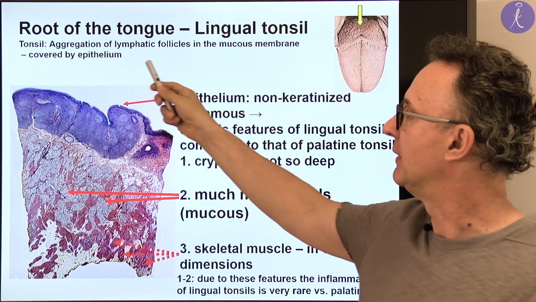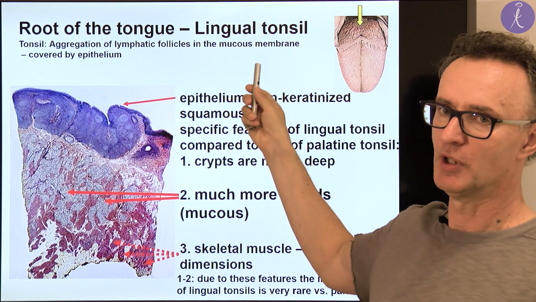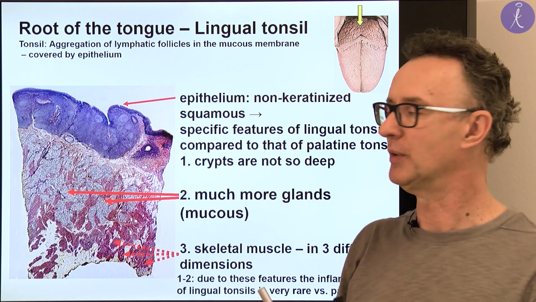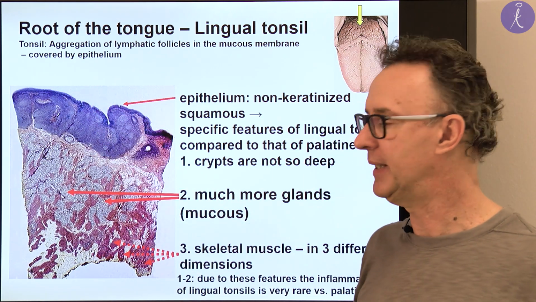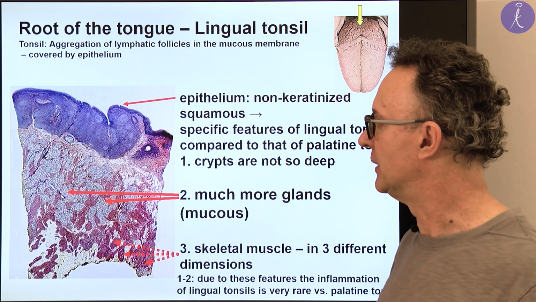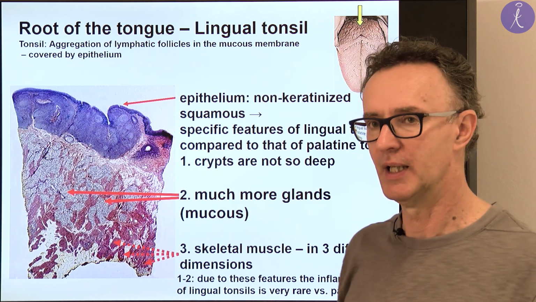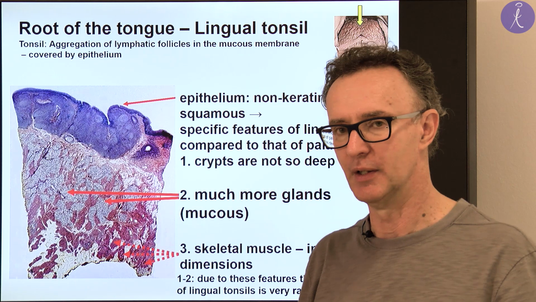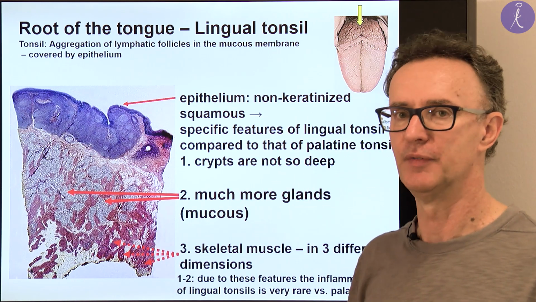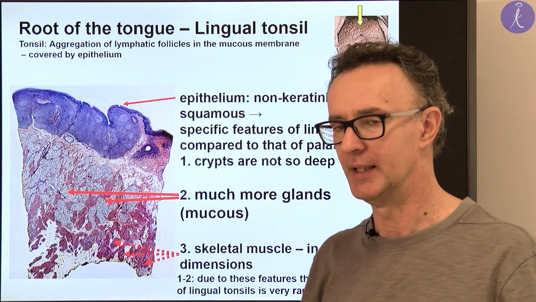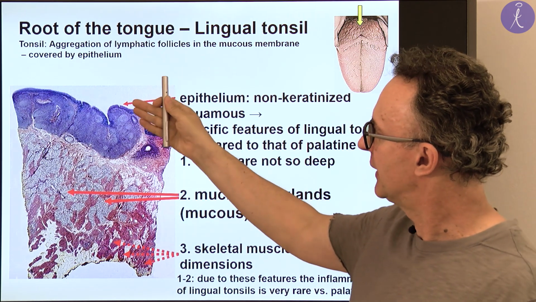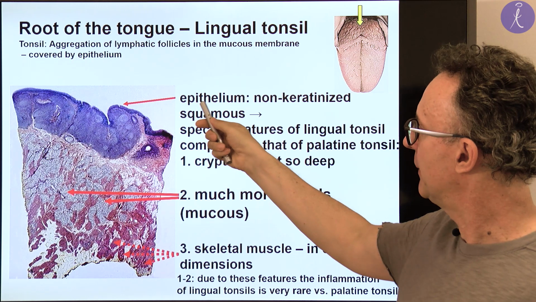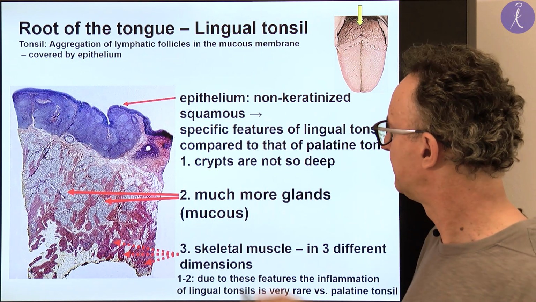The aggregation of lymphatic follicles in the mucous membrane, this is the definition of the tonsil, covered by epithelium. But the epithelium should be there, and it's helpful to distinguish between the four types of tonsils, which are located otherwise in a special circle, what we study in gross anatomy as the lymphatic ring. In case of the root of the tongue, the epithelium is non-keratinized squamous.